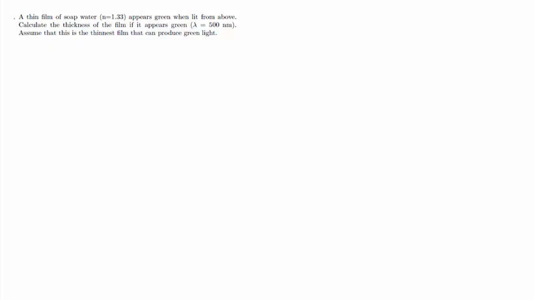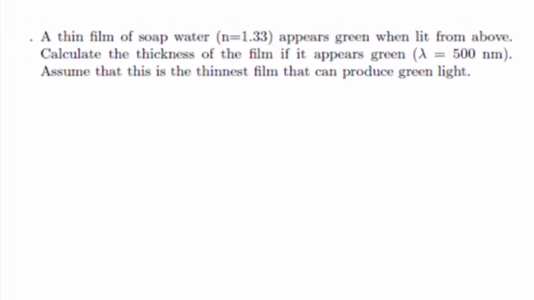A thin film of soap water appears green when lit from above. Calculate the thickness of the film, assuming the green light has a wavelength of 500 nanometers. Assume that this is the thinnest film that can produce green light.